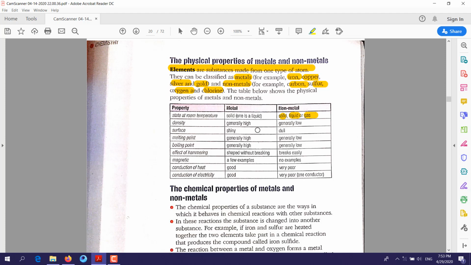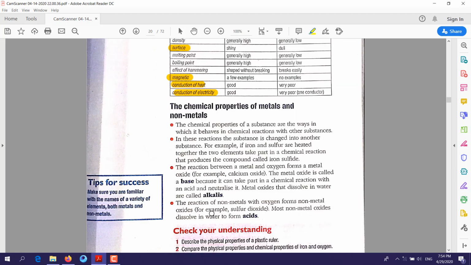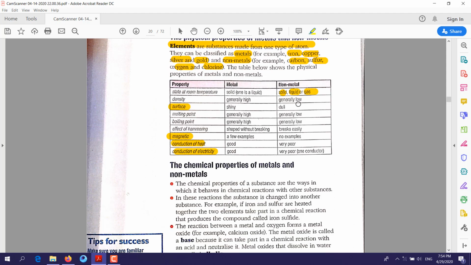Surface: metals are shiny, non-metals are dull. Melting point: high melting point, low melting point, and so on. Usually the main properties that you will be asked about are conduction of heat and electricity, surface, dull, and magnetic. These are the main physical properties that you will be asked about. Here we differentiate between metals and non-metals by their physical properties.